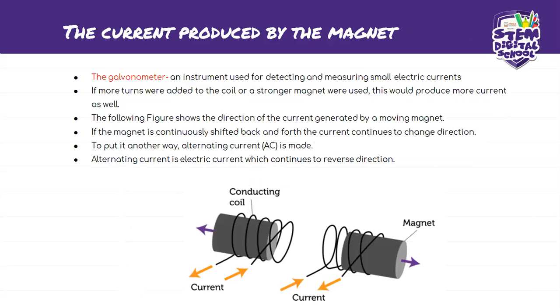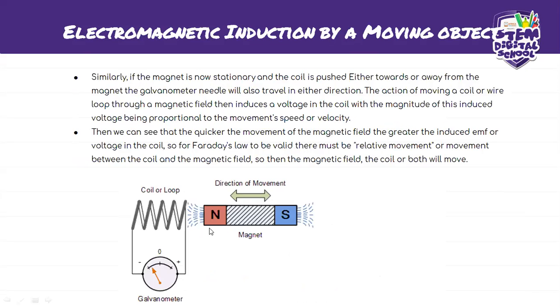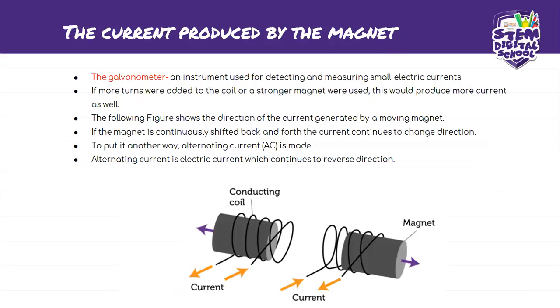So now we go back to the current produced by the magnet. Okay, before we go far, the galvanometer. The galvanometer is an instrument used for detecting and measuring small currents. So this is the galvanometer here. This is basically a measuring device. It detects if there are small currents or voltages, and then it will start moving up to show how much of those small currents or voltages you can find there. Okay, so this is what a galvanometer is. A term that you must bear in mind and you must know.